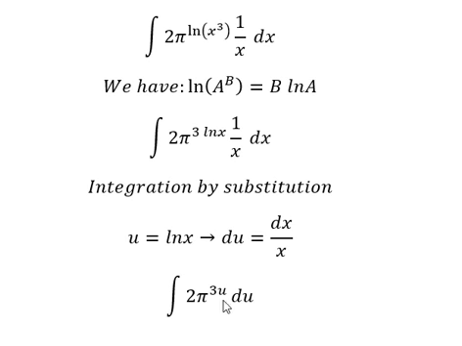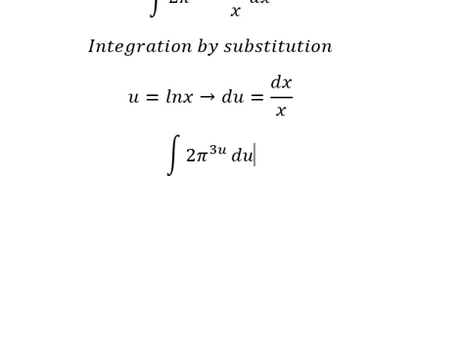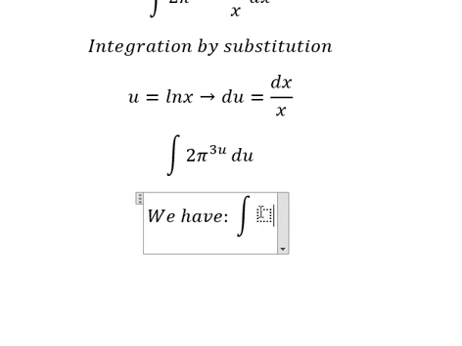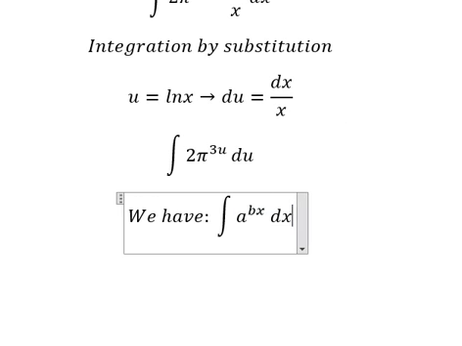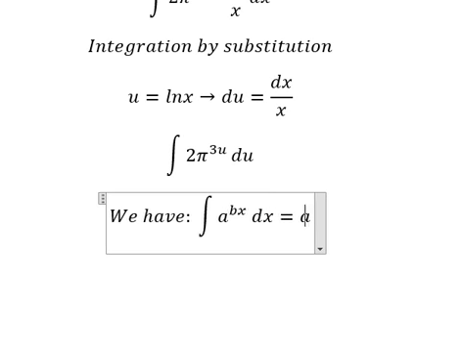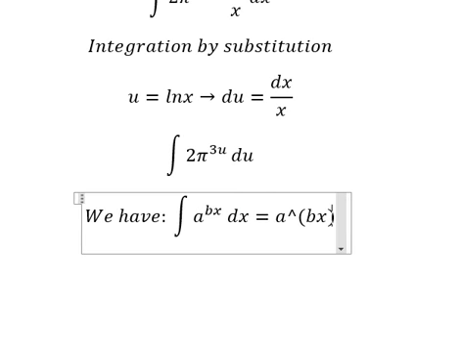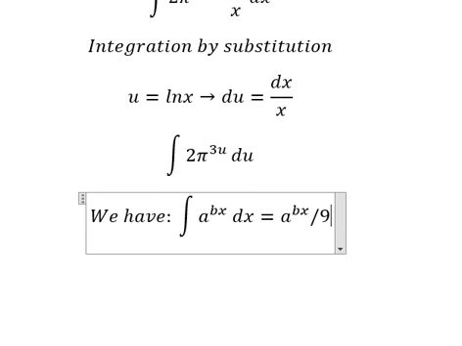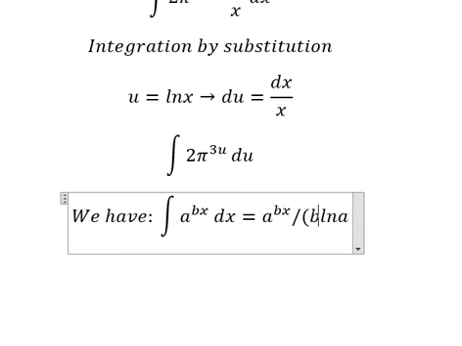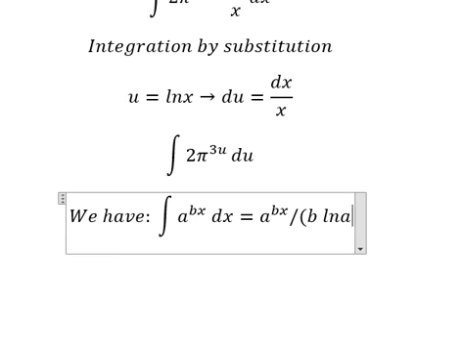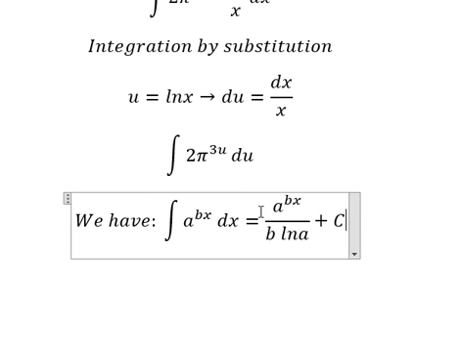Now we have the formula for this one. The integration of a to the power of bs ds will give us a to the power of bs over ln a multiplied by b, and we put c.